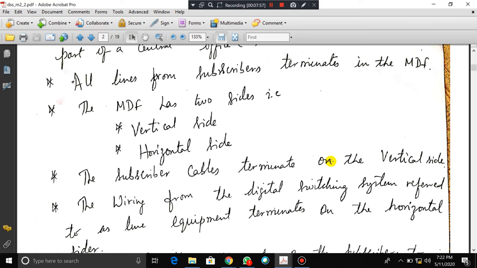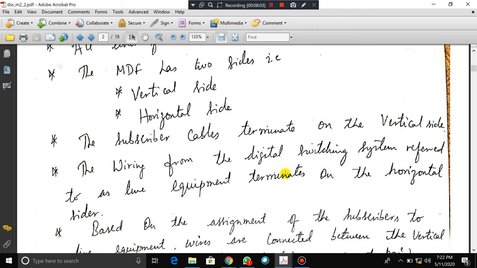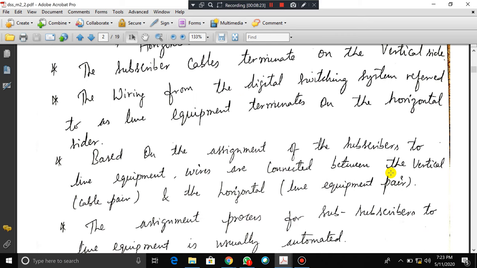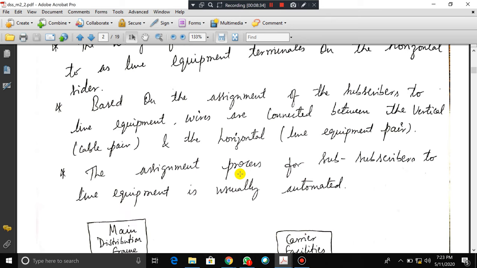The subscriber cables terminate on the vertical side. The wiring from the digital switching system, referred to as the line equipment, terminates on the horizontal side. Based on the assignment of the subscriber to the line equipment, wires are connected between the vertical side, the cable pair, and the horizontal side, the line equipment pair. The assignment process for subscribers to line equipment is usually automated.